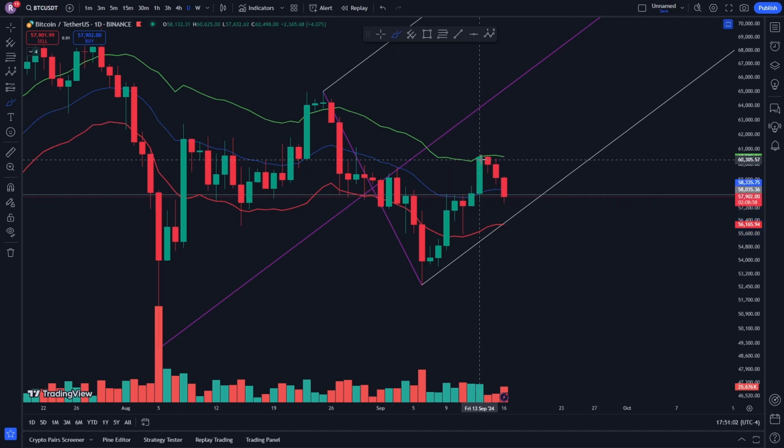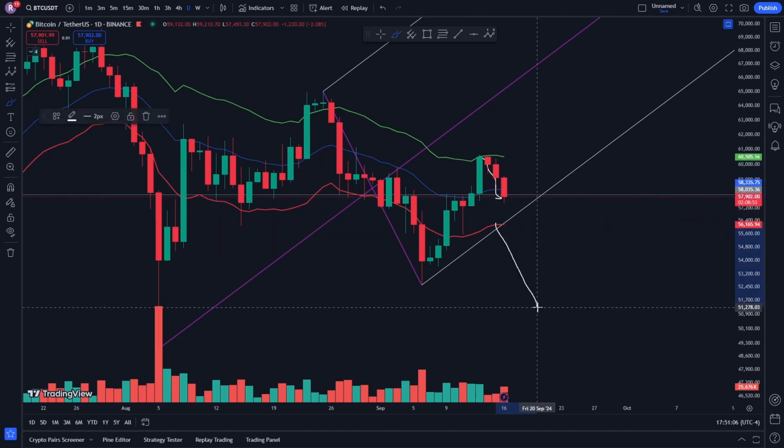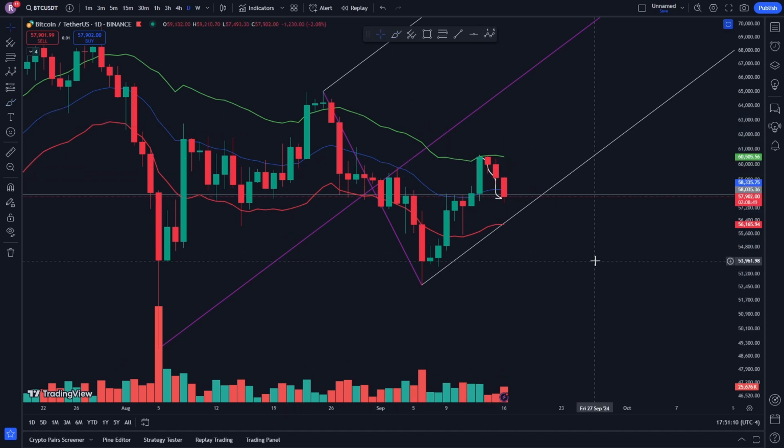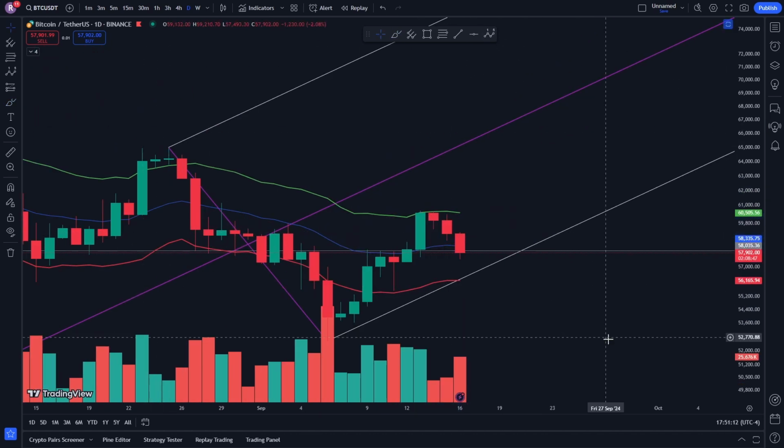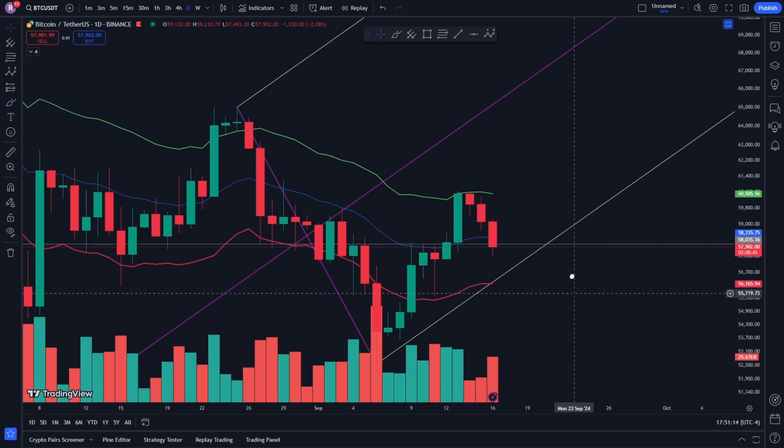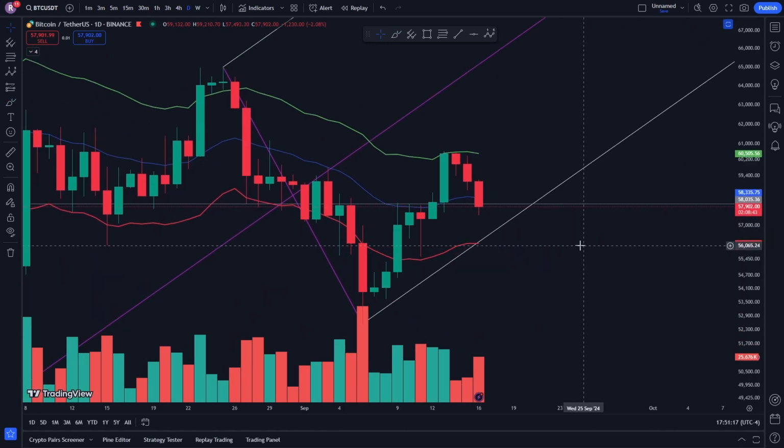Same way the other way. If we break through the blue, we're going to the red. If we break through the red, we're going even further. If we break through the green, we're going even higher. And utilizing these Keltner channels, we can see, okay, so what is a point of contention? Right here, 56.00. So I'm going to put it at 56.2K.